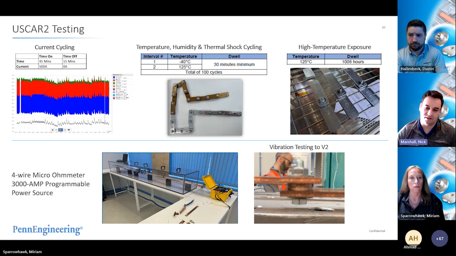And if they're using our products and we're talking about a single joint, how can we confirm that we aren't going to be a single point of failure in these large joints? And these tests are really helping us do that. We've also added 4-wire micro-ohmmeter testing and 3,000 amp power sources to each of our test labs in the US and in Europe. And we've been conducting vibration testing on the mechanical side to evaluate the reliability of these joints.